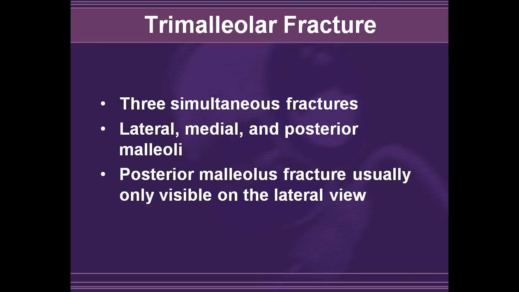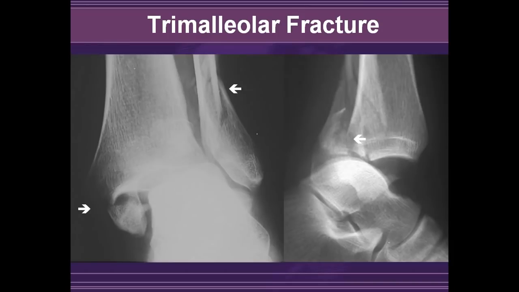Trimalleolar fractures means that 3 simultaneous fractures occur due to the injury. That includes the lateral and medial malleolus as well as the posterior malleolus, which essentially is the posterior aspect of the distal tibia. The posterior malleolus fractures are usually only seen on the lateral view because they are vertical fractures.